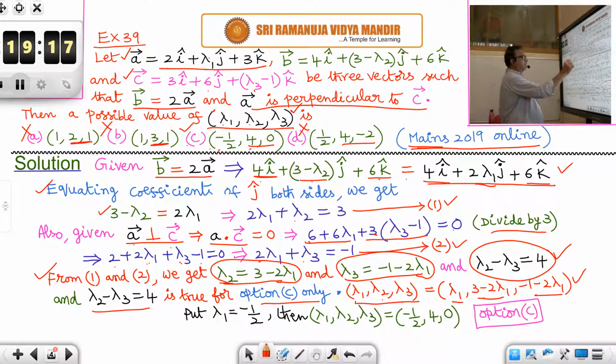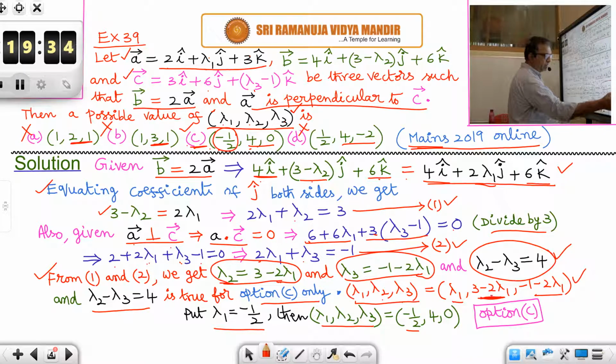So to get the third option, we just have to put lambda 1 equal to minus of. So then the ordered triplet lambda 1, lambda 2, lambda 3: first number minus of, second number 3 minus 2 lambda 1, 3 minus 2 into minus of, so 3 plus 1, 4. And the third number minus 1 minus 2 lambda 1, so minus 1 minus 2 into minus of, minus 1 plus 1, 0. So actually we are getting this ordered triplet in option C. So option C is correct.